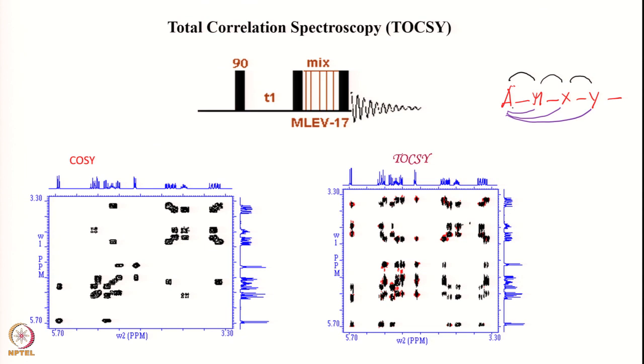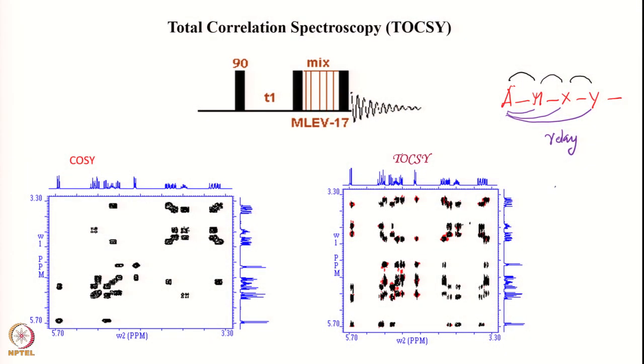So from A, I will see a cross peak to M, then to X and also to Y, although there is no coupling between A and X, there is no coupling between A and Y, I still see a cross peak from A to M, A to X and A to Y. This is because of what we call the relay, total correlation, that is why it is called total correlation spectroscopy. The entire network of couplings will show up in the TOCSY spectrum. You can identify, by analyzing the TOCSY spectrum, which are the spins that are J coupled in the entire coupling network. Obviously you will have more peaks in the TOCSY spectrum than in the COSY spectrum, okay.